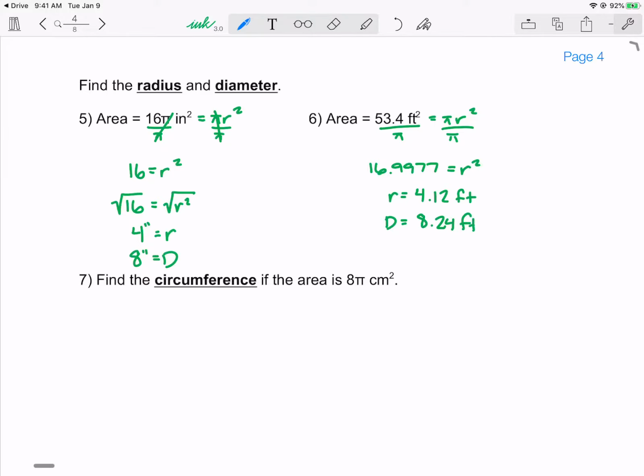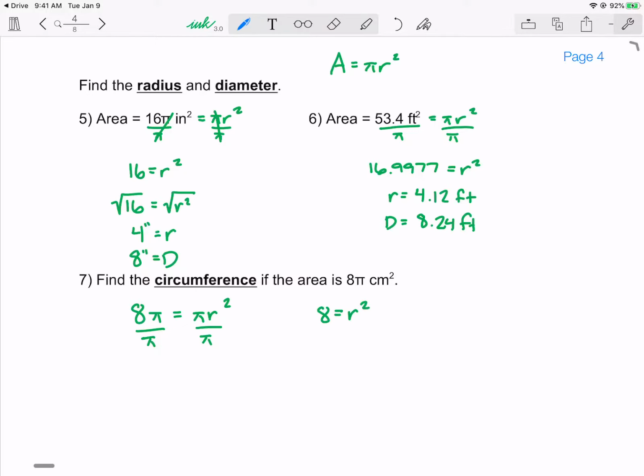Now on the last question, number 7 here, it's asking me to find the circumference. Now the only thing that changes is, once I find my radius, I'm going to multiply it by 2 pi. So I'm going to set the area equal to the formula for area, which is pi r squared. So whenever I'm given the area, I set it equal to pi r squared. And then I do some algebra. So now I divide both sides by pi because I want to get r by itself. So then I end up with 8 equals r squared.